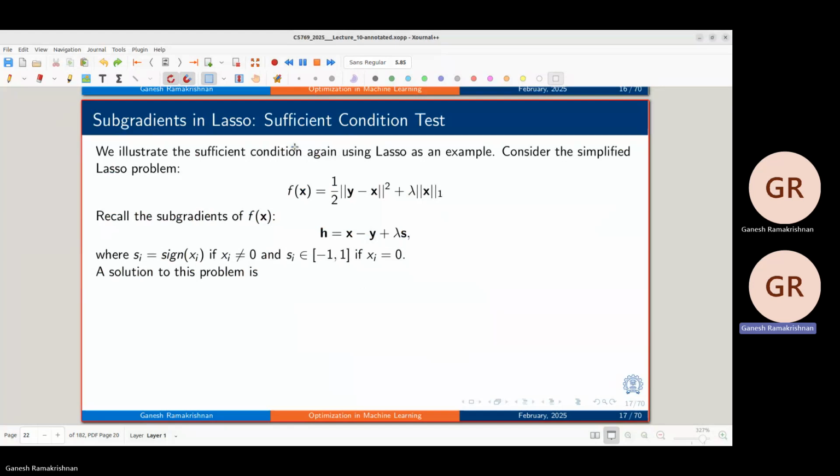Bring out your notebooks. Let's try and write the sufficient condition. You'll find it very interesting. I'll erase this proof here and write down its condition. I'm just trying to apply the sufficient condition test to this problem of lasso. My F is 1/2 norm of y minus x squared plus lambda times the l1 norm of x, and its subgradient is h, which is x minus y plus lambda s. Now, the sufficient condition at x should be that it goes to 0.